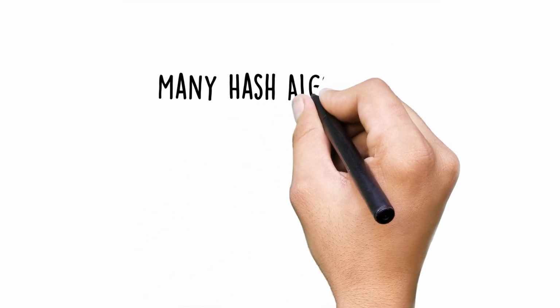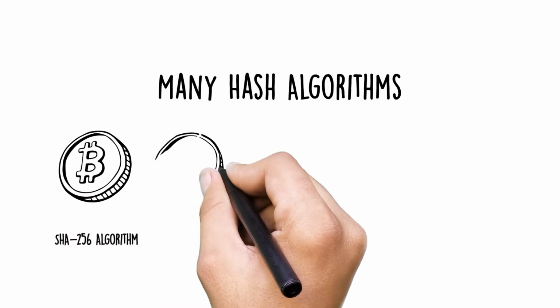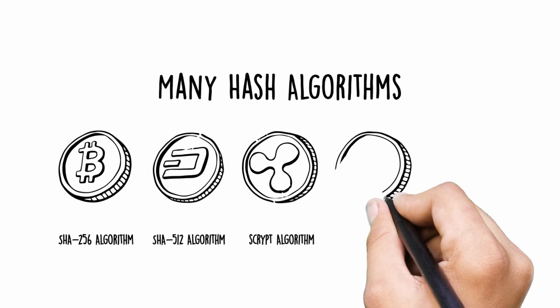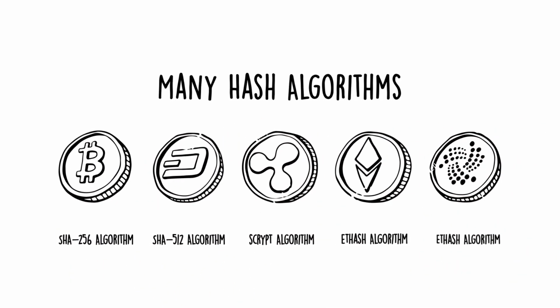There are many different types of hash algorithms. The internal workings are complicated and beyond the scope of this video. It's not necessary, but if you want to dig in further, I will include a link below.